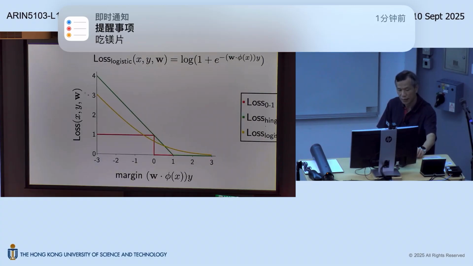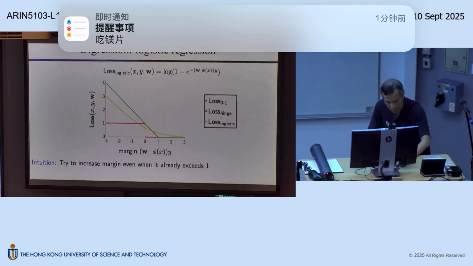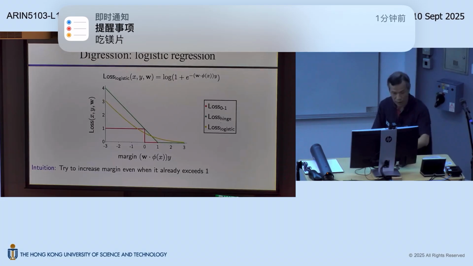The logistic loss is smooth, while the hinge loss is not smooth. There is a point of discontinuity here, whereas the logistic loss is like this. Of course, in a classification problem you can also use many other losses. These are some examples that you can use.